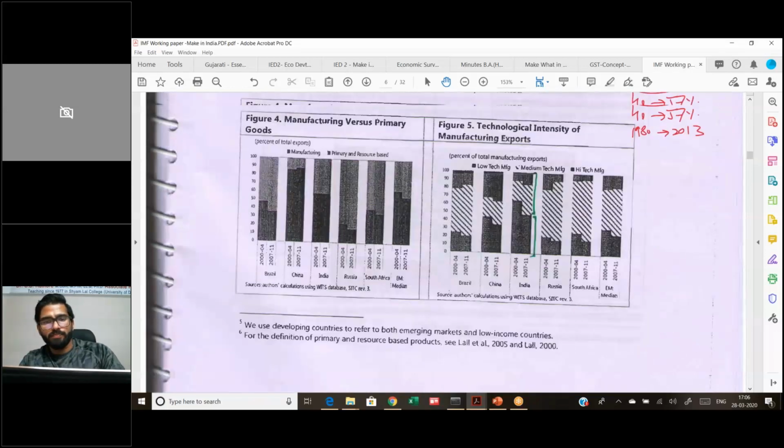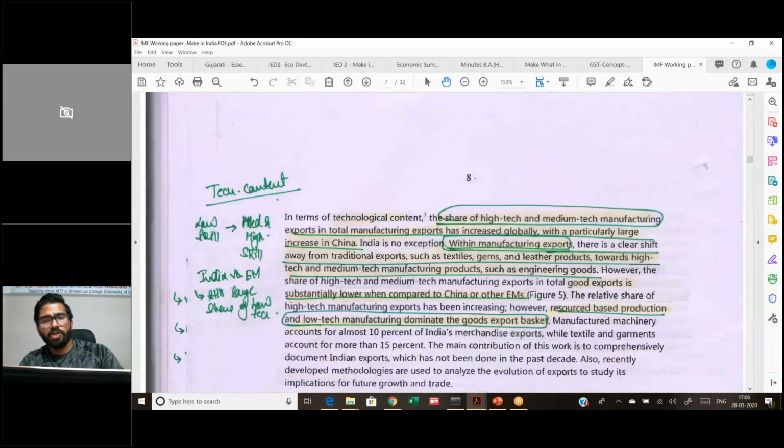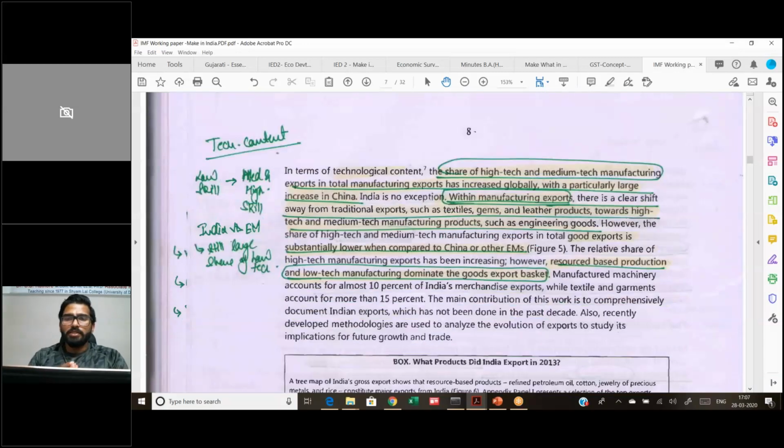Moving forward, even in terms of the technological content, although India's technological content has also increased, it's not that technological content has not increased. However, with time we see that as an economy evolves, the share of high tech and medium tech manufacturing as a part of exports globally starts increasing, as it has increased for China.